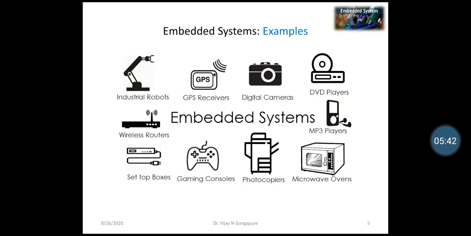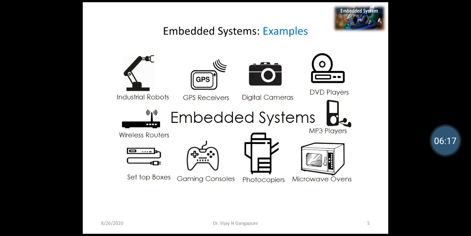Another example is GPS receivers, digital cameras, DVD players, wireless routers, MP3 players. Nowadays, MP3 players are obsolete, nobody is using them. Then set-top box. So this is very common to you. At your home, you have set-top box connected to your TVs. So that set-top box is actually an embedded system. Inside that set-top box, there is an embedded processor which controls the operation of that set-top box.